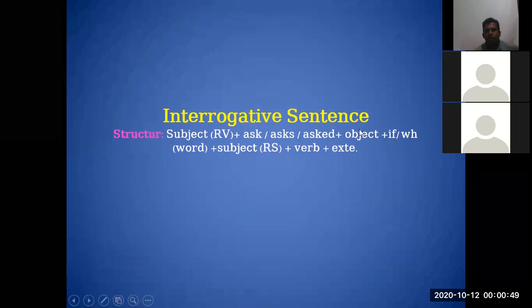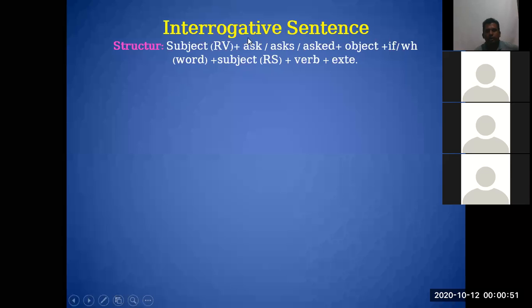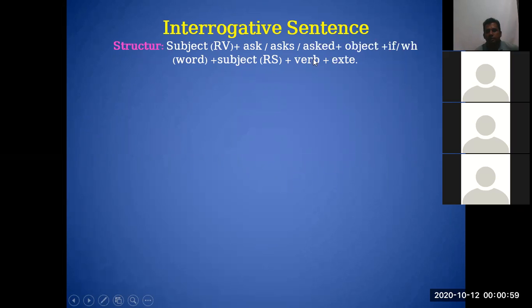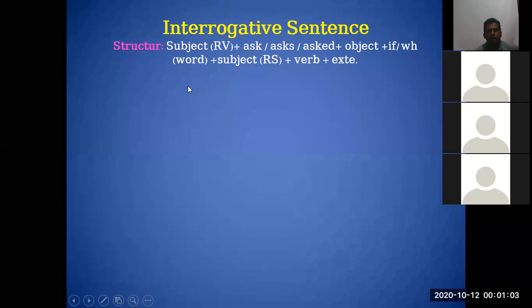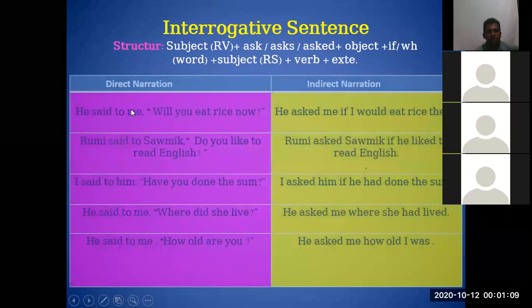The rules of interrogative sentence. How interrogative sentences can be changed into indirect speech. Structure: subject, then ask, asked, plus object, plus if or WH word, plus subject, plus verb, plus extension, etc. Now come to the examples.